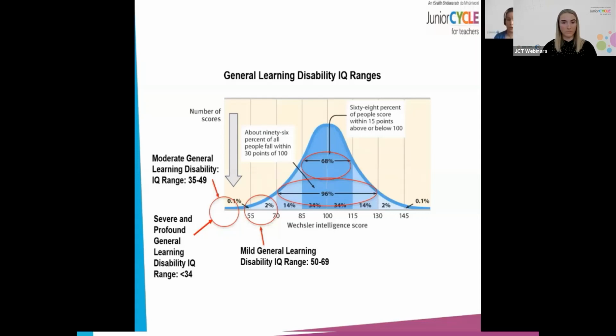So for our students, those following the Level 2 learning programme would have an IQ range between the low mild, so that would be somewhere in the 50s up to about 60, and high moderate, so between maybe 42 or 43 up to about 60. Those following the Level 1 learning programme would have an IQ of below 42 or 43.